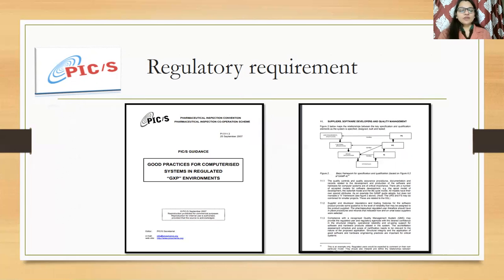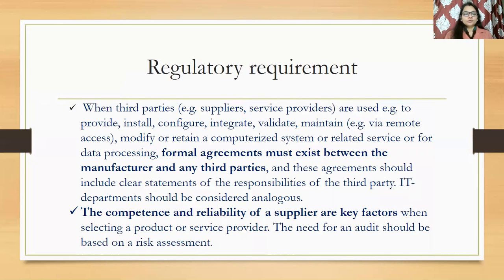In PIC/S, there are very good guidelines, which are very helpful for us to understand how we can use a GxP system in a regulatory environment. Good practice for computerized systems in regulated GxP environments. Here it mentions the supplier, software developer and quality management relationship. What is the bullet point of this guideline?